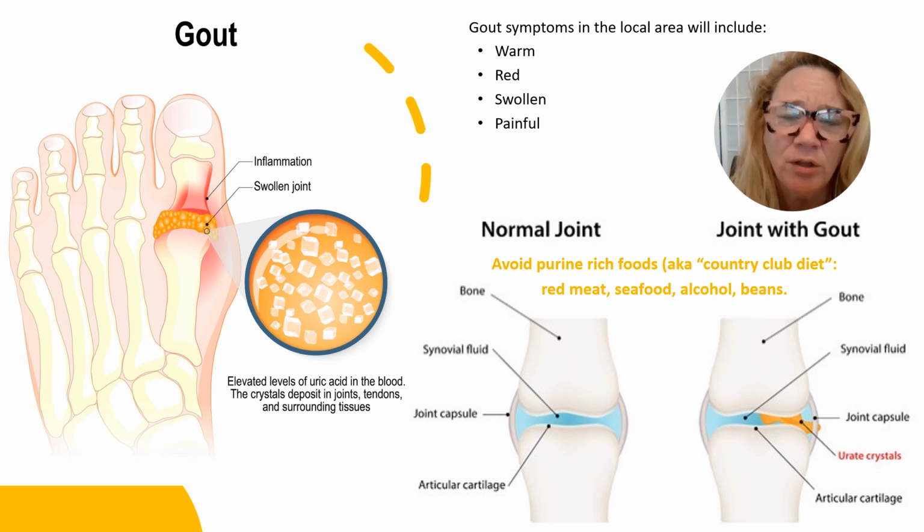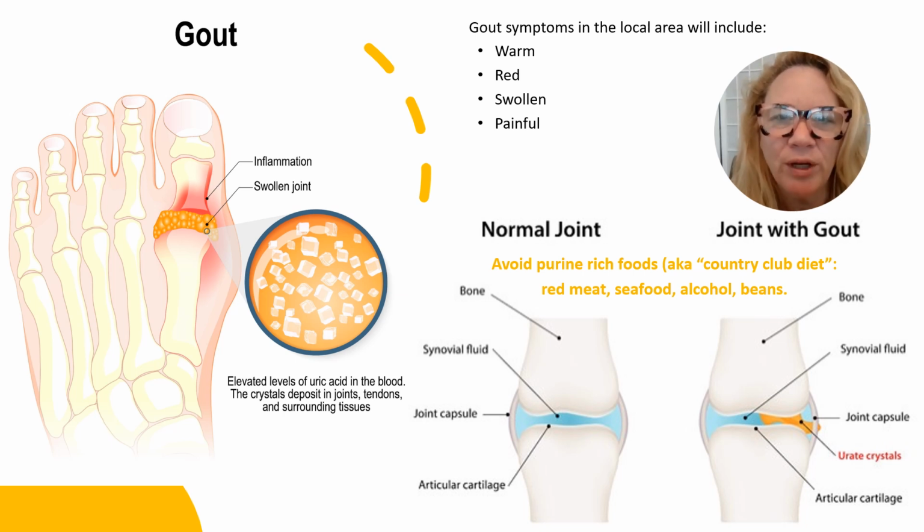We do not provide these as licensed massage therapists, so they really need to see a doctor and get this diagnosed. Now, it's interesting, gout is usually developed from what I call the country club disease. Things like red meat, seafood, alcohol, and beans, especially beer and stuff like that. These are purine-rich foods, okay?